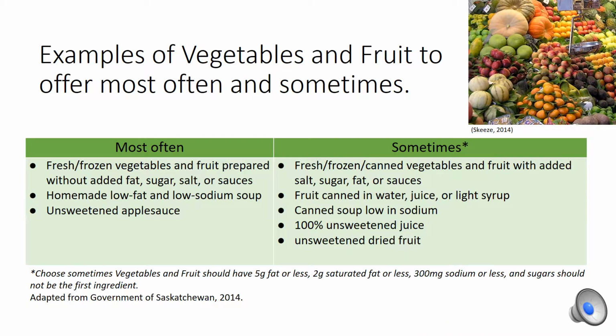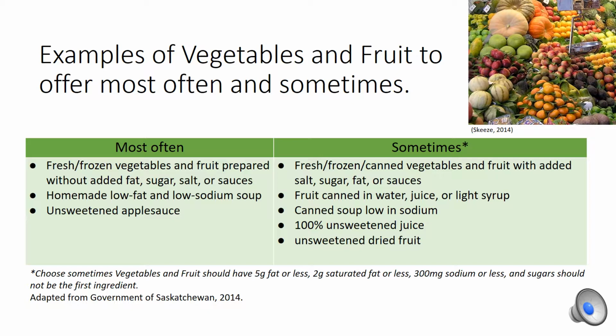This table includes examples of vegetables and fruit to offer most often and sometimes. In the most often category, we have frozen vegetables and fruit prepared without added fat, sugar, salt, or acid, homemade low-fat and low-sodium soup, and unsweetened sauce. In the sometimes category, we have fresh, frozen, or canned vegetable and fruit with added salt, sugar, fat, or sauces, fruit canned in water, juice, or light syrup, canned soup low in sodium, 100% unsweetened juice, and unsweetened dried fruit.